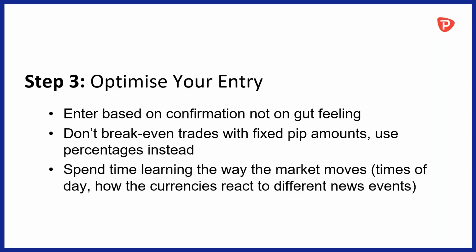So step 3, we want to optimize our entry. We want to enter based on confirmation, not on gut feeling. I think that's an obvious one. We want to stick to our plan. We don't want to break even trades with fixed pip amounts, use percentages. So that's what we were talking about with that candle. We want to break it down to percentages and then change our stop losses to those percentages. And we want to spend time learning the way the markets move. So just like we said before, the way they react to news, the way they do other things.